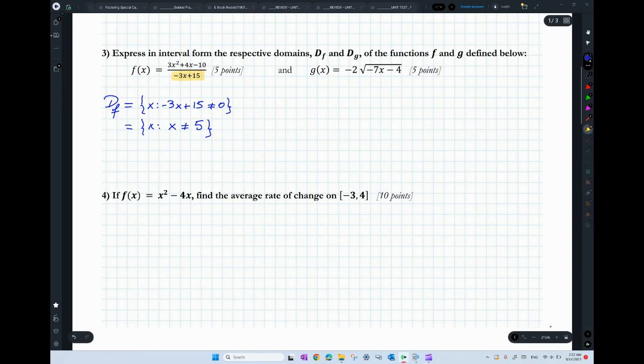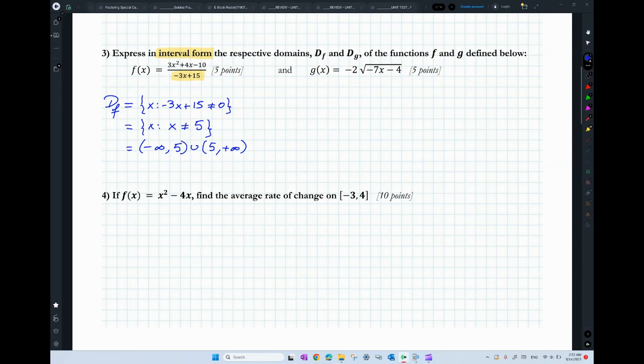And if you want to use interval form, that means that it's going to be all real numbers from negative infinity to 5, excluded, union 5 to positive infinity.